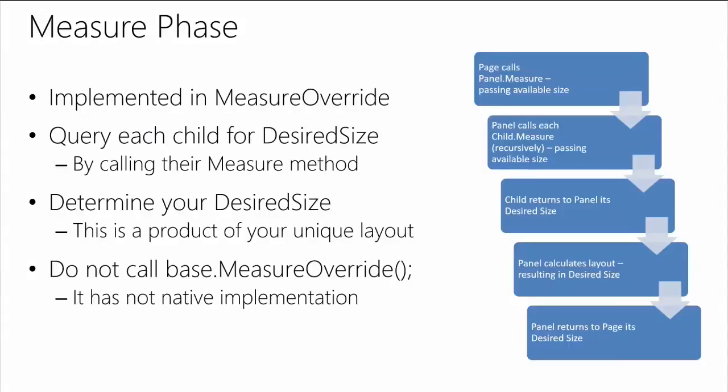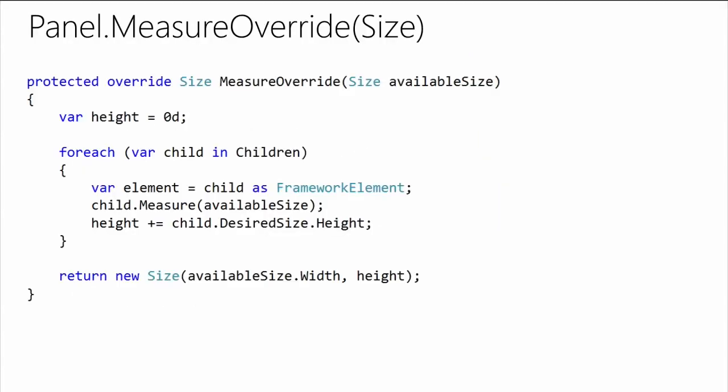Anything else in measure we need to figure out real quick? The only main thing was we don't need to call the base measure override. Ah, that's right, because it's just sitting there waiting to be overridden. Yep. Apparently, it has no native implementation. That's exactly right. That is not native. Not native English, I'm sure.